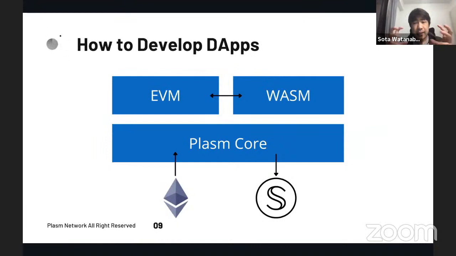This is a super simple architecture. We have the Plasm Network core, which has the core functionality of Plasm Network. We also support both the Ethereum virtual machine and a WebAssembly environment. You can deploy Solidity or Vyper contracts on top of the EVM, and you can deploy Polkadot smart contracts, Ink smart contracts, on top of WebAssembly. And these contracts can interact with each other.